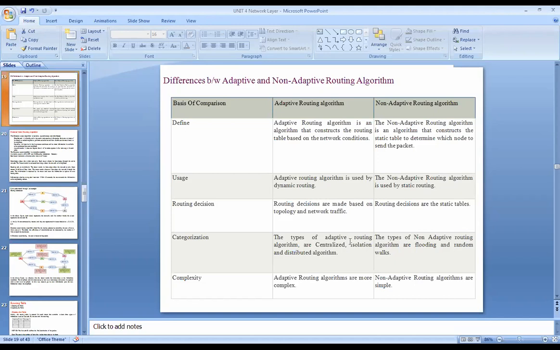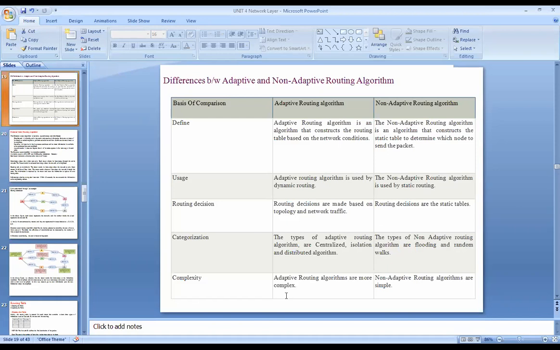The types of adaptive routing algorithms are the centralized algorithm, isolation algorithm, and distributed algorithm. Centrally, we take the particular destination, and you have to distribute it. In non-adaptive routing, the two main types are flooding and random walks.